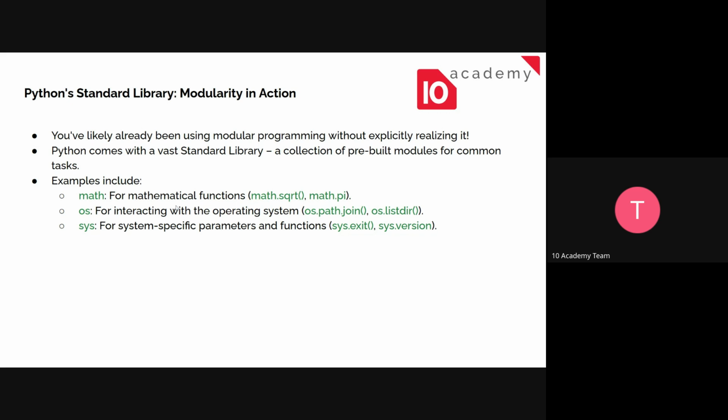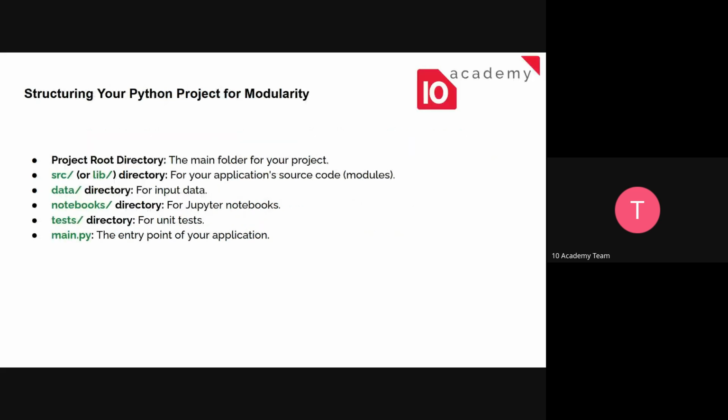And modularity in action. Already you've been using different types of modular programming, right? Like math, os, the import system. So they are the standard library. Python comes with a standard library, a collection of pre-built modules for common tasks. That is what I've said before. So they are already pre-built modules, so you can just include them for specific tasks that we mostly use those libraries or modules. In order to keep the modularity, we usually do this.